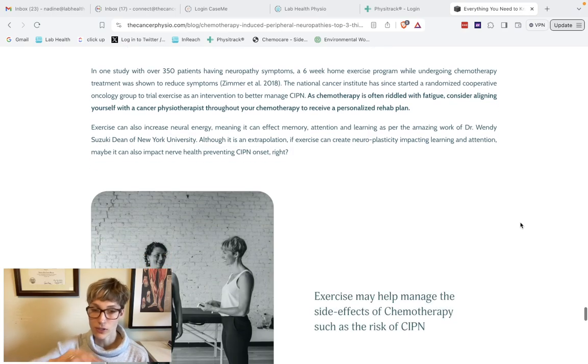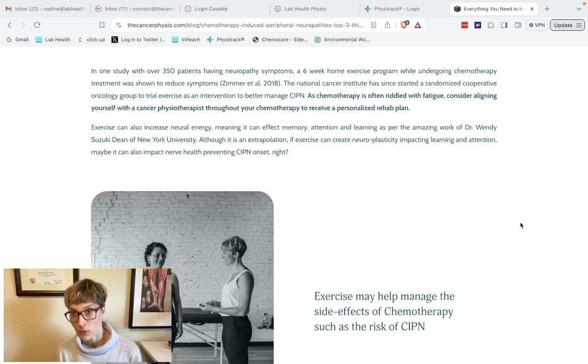There is some exciting research being done in this area, although the 2020 guidelines also did not include exercise as an intervention. They highlighted it needed more science. Well, more science is happening. We're seeing that chemotherapy is often riddled with fatigue and can also cause things like pain. And there are some neat studies happening, over 350 patients, that did have slightly less neuropathy symptoms when undergoing a home exercise program.